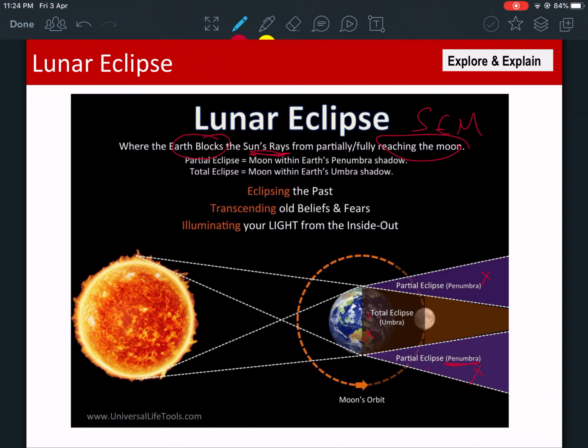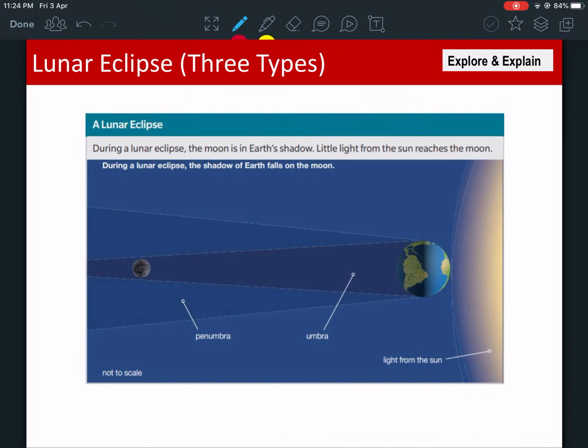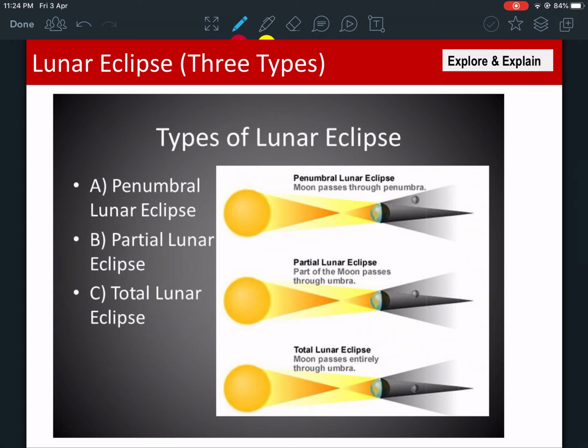See here, there's total eclipse for people who live here. And in these parts, you see partial, it doesn't completely block. So this is the penumbra, partial, and this is the umbra, total. It depends on where the moon is. Let's look at them. Just like you have 3 types of solar eclipse, you have 3 types of lunar eclipse. You have partial, you have total, and you have penumbral.